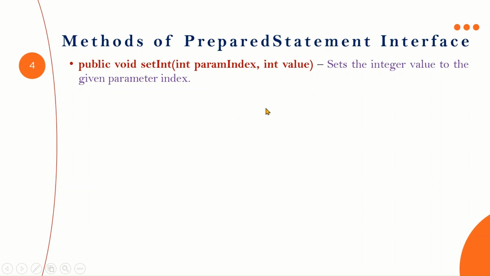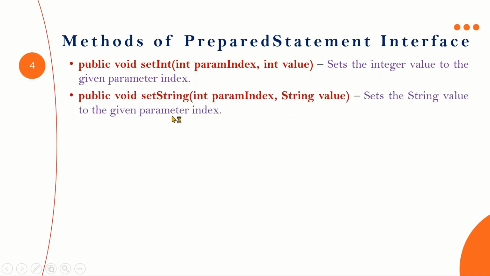If it is a string, we need to go for a method called setString. If it is a float, we go for setFloat. If it is an integer, setInt. If it is a double value, setDouble. So coming to the second one, setString. The student name is a string, right? So I need to give its parameter index, that means the first question mark or second question mark, and then the actual value. So it sets the string value to the given parameter index.